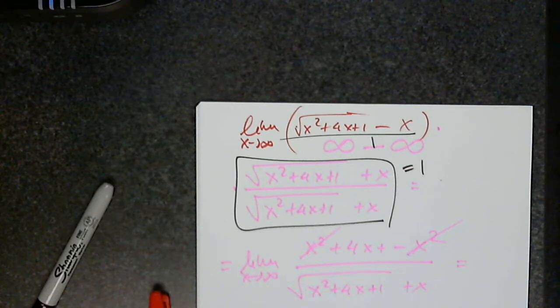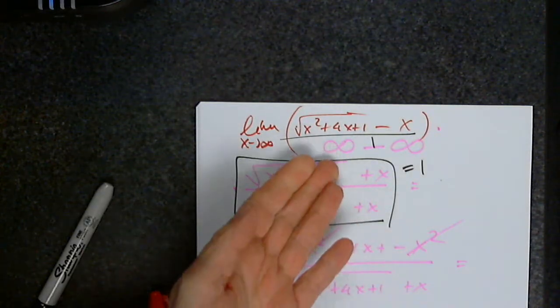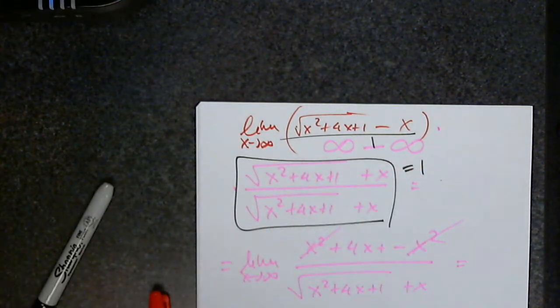I think we're maybe getting confused with this being L'Hopital's rule. It's not L'Hopital's rule. L'Hopital's rule is for 0 over 0 or infinity over infinity. This is infinity minus infinity. It has nothing to do with L'Hopital's rule.